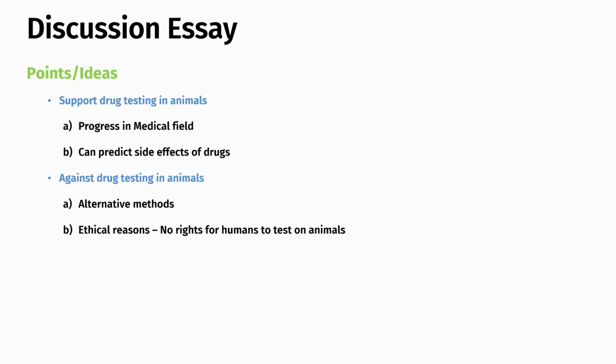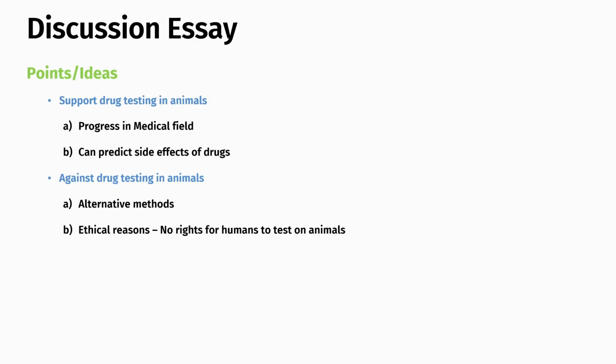Now it is time to plan out your arguments, your ideas or your points, which support both sides of the essay. So our topic is about drug testing on animals, and we should find ideas to support drug testing and ideas against drug testing. So I have brainstormed two ideas supporting each side, and for supporting drug testing, my first reason was the progress in the medical field.